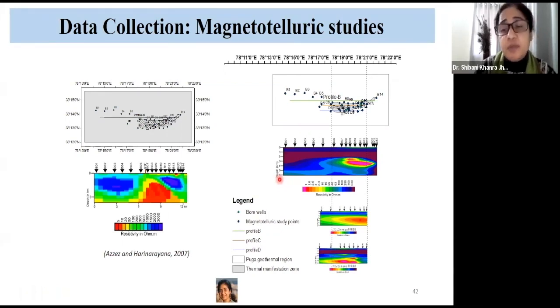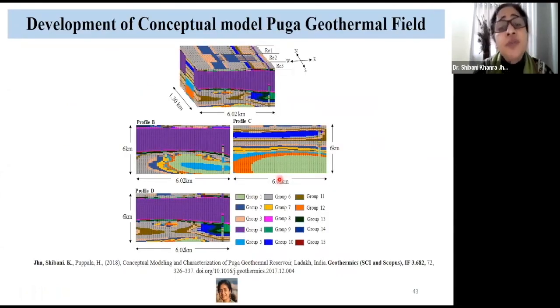And we have taken this information base further for our study, and then moved into developing the conceptual model for this particular Puga geothermal field. And this conceptual model further leads us to characterize the field, which was required to assess the potential of this particular field. So what do we mean by characterizing the field? It will be taken further for assessing the geothermal potential in terms of how much power can be extracted from that particular field.